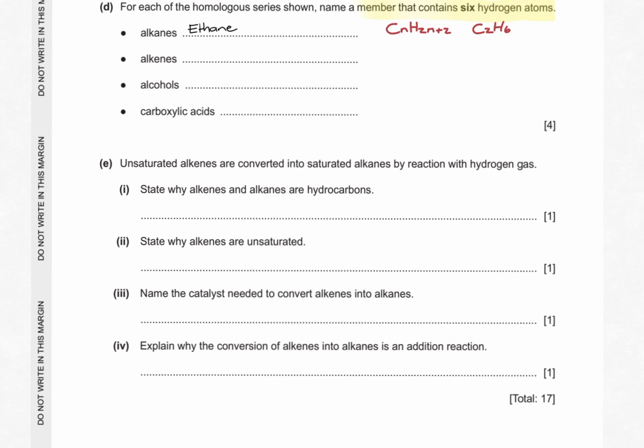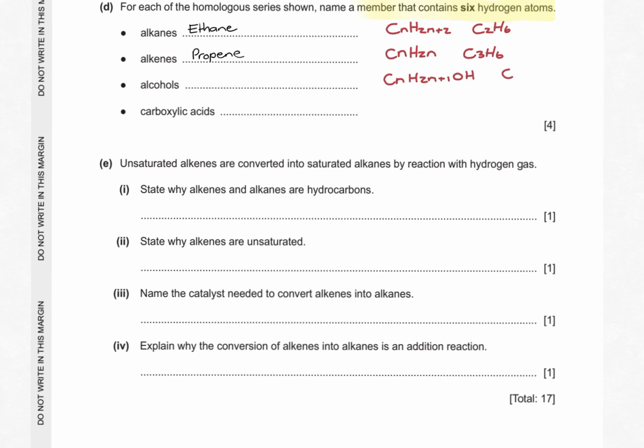The next one is alkenes, and they have a general formula of CnH2n, meaning that if I need 6 hydrogen atoms, I'm going to need 3 carbons. So here we'll have propene. Then we have alcohols with the general formula of CnH2n plus 1 and then OH.